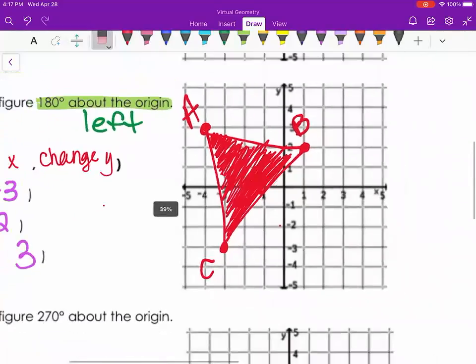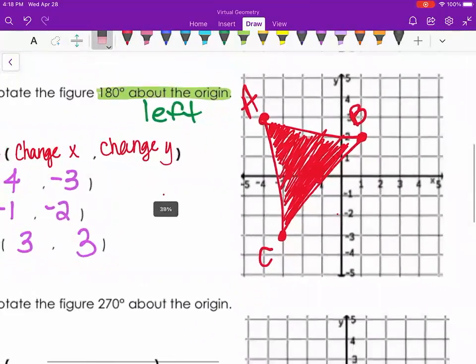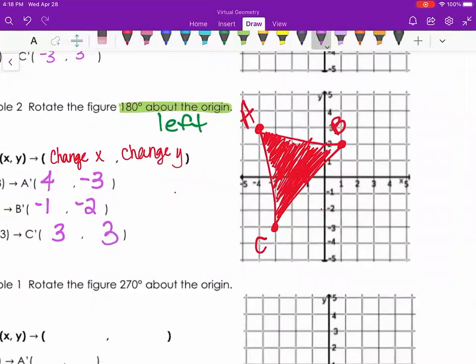All right, so A prime is at 4, -3. All right, so A prime, -1, -2 for B prime, and C 3, 3. C prime.